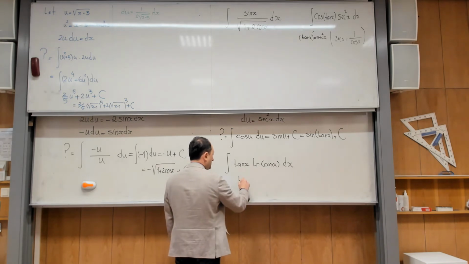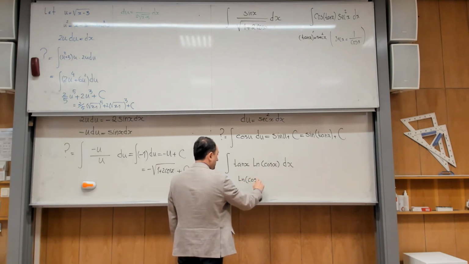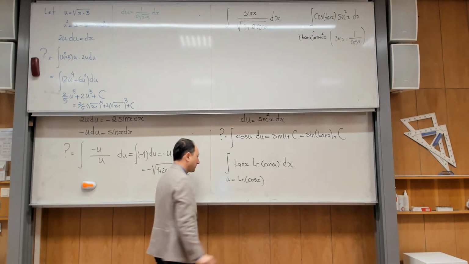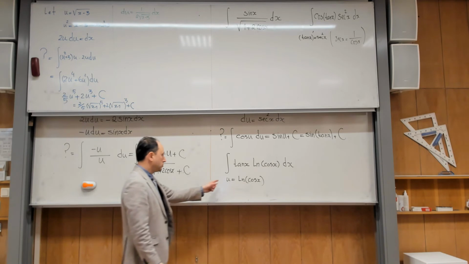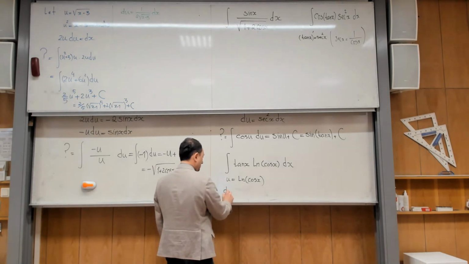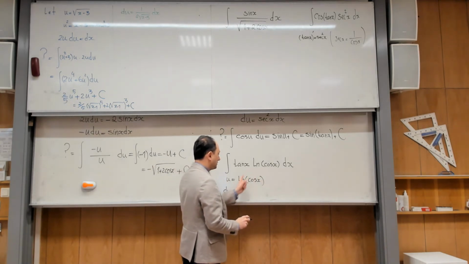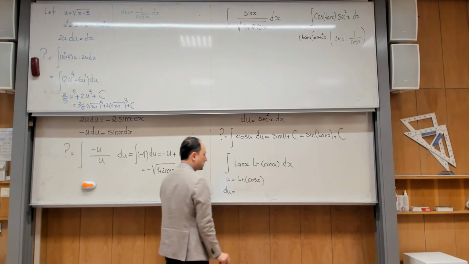So here I would say that this one I will take as u, and then the process is always the same. So you take the u, and then you differentiate it. The differentiation is, of course, the chain rule here.